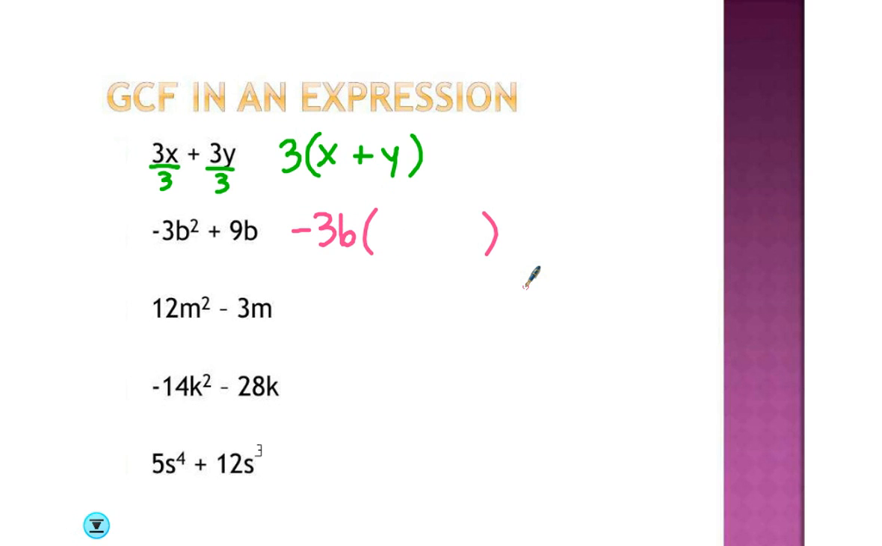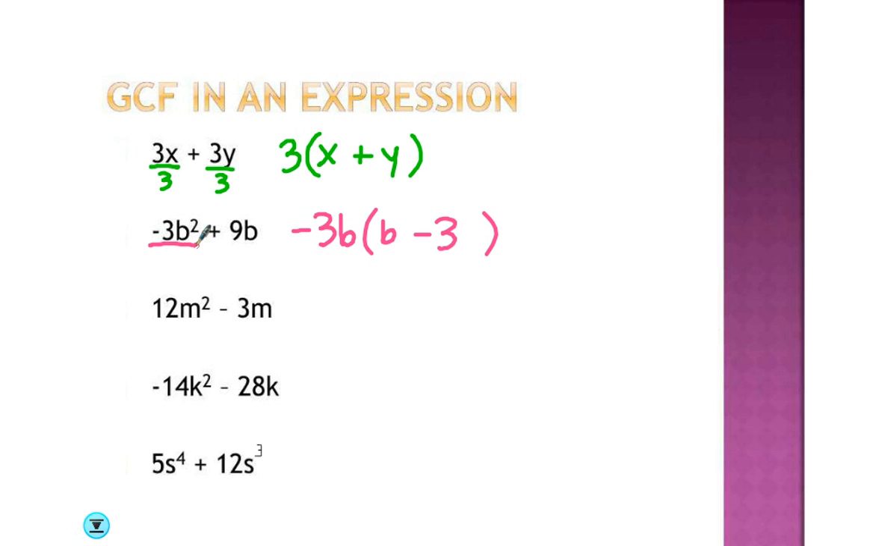Now I'm more on the side of thinking, okay, negative 3b times what is going to get me back to negative 3b squared? Well, I took away the negative 3, I took away one of the b's, but there was one b left over. Then I think again, a negative 3 times what would get me to a positive 9? Well, I know that a negative times a negative will get me my positive 9, and I already took away the b.